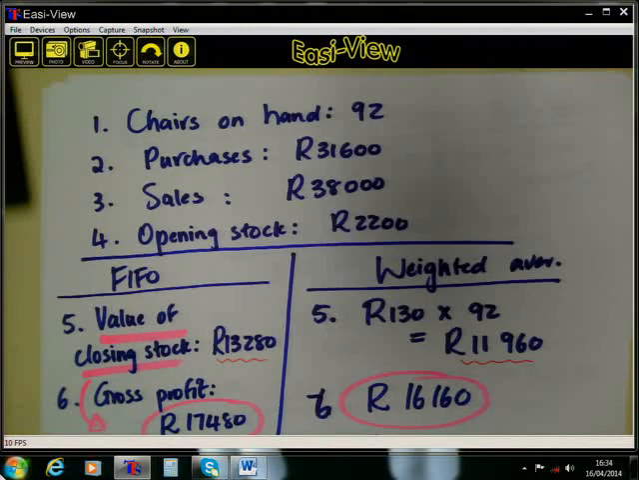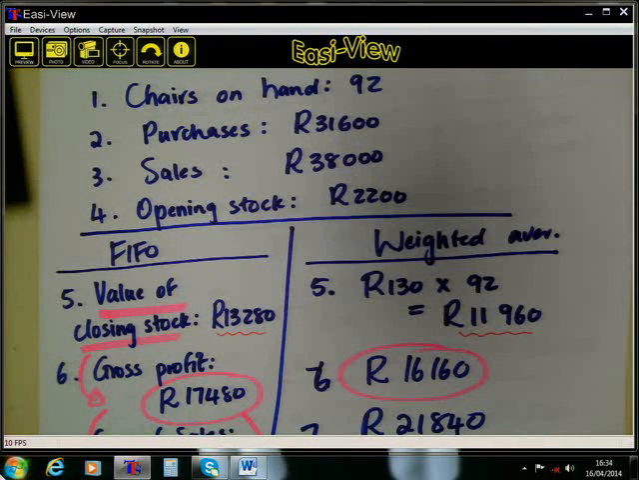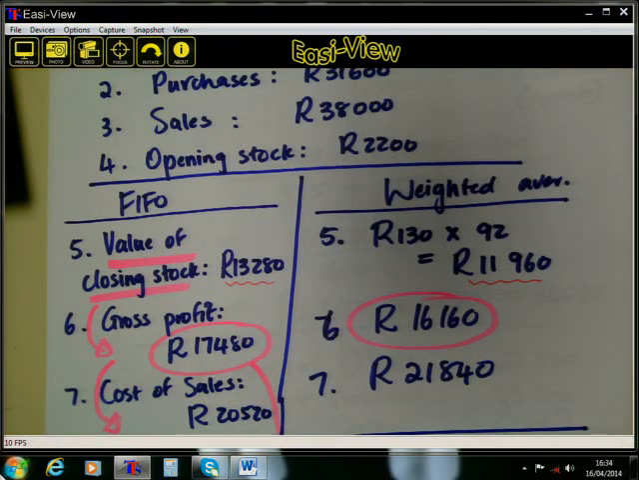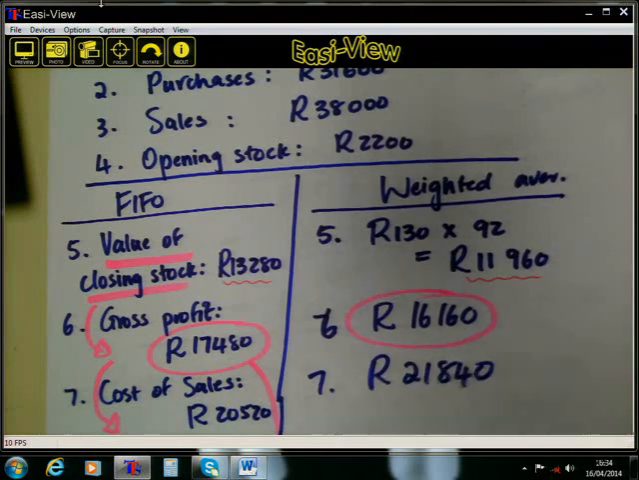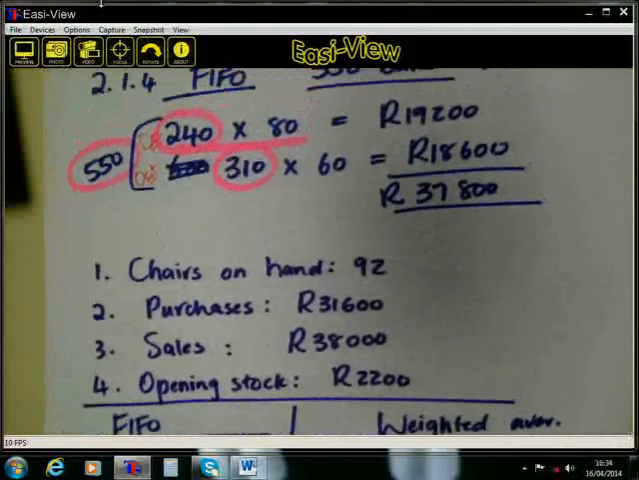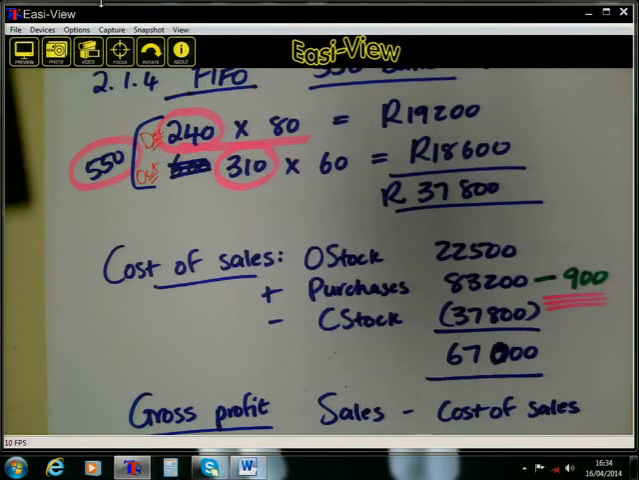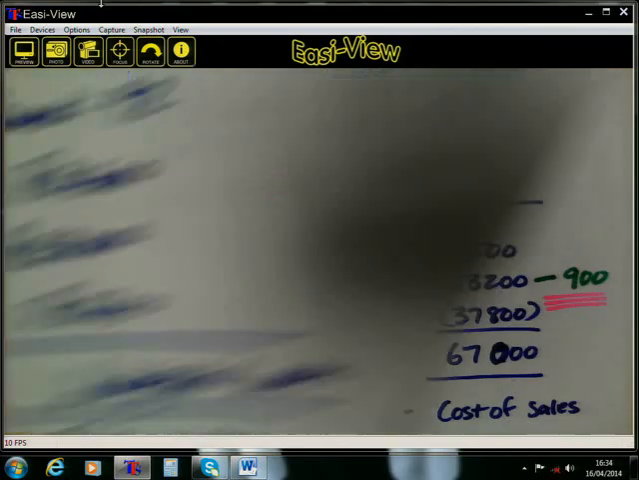We have chairs on hand, 92. They told us that we've got 550 balls on hand. We calculate the 92 ourselves. We've got the purchases from both of them. We've got the sales. We've got the opening stock. And then there's two methods. FIFO, where you start with the last one that you bought, and then you go to the second last one, and you've got your 92 chairs. What is the value of that 92 chairs? You ask yourself, what is the value of that 550 balls? The value of the 550 balls is 240 of them at 80 Rand and 310 of them at 60 Rand.